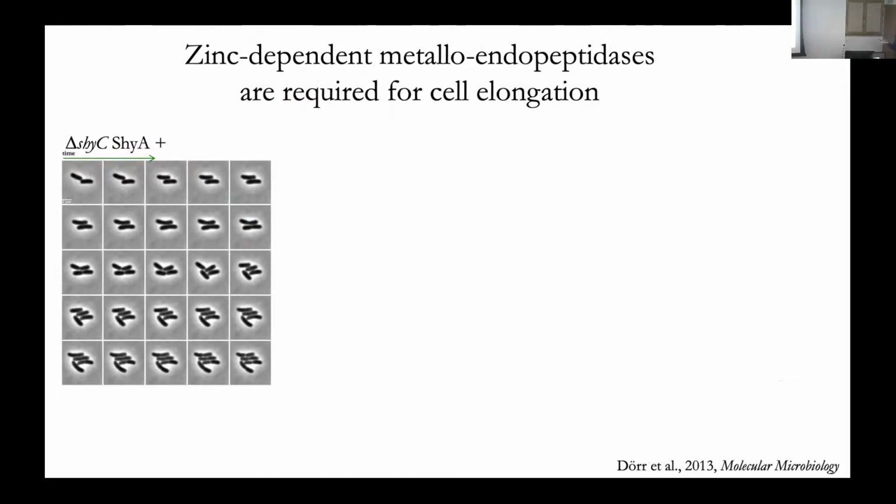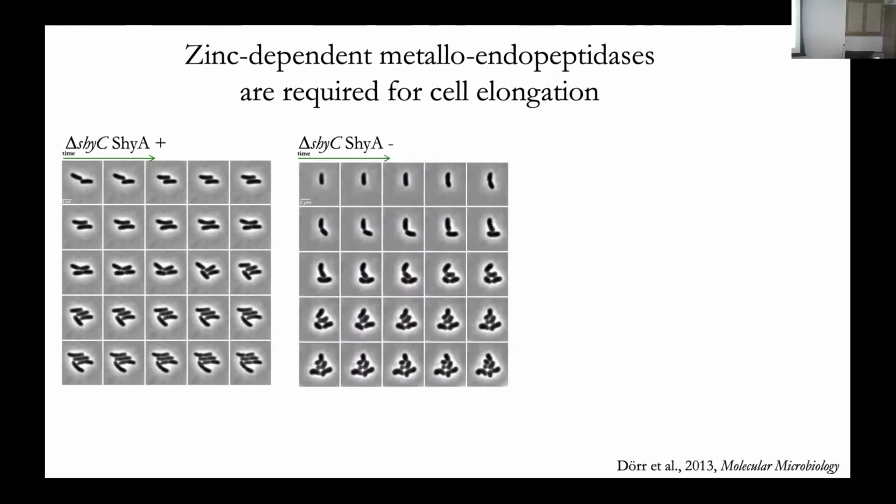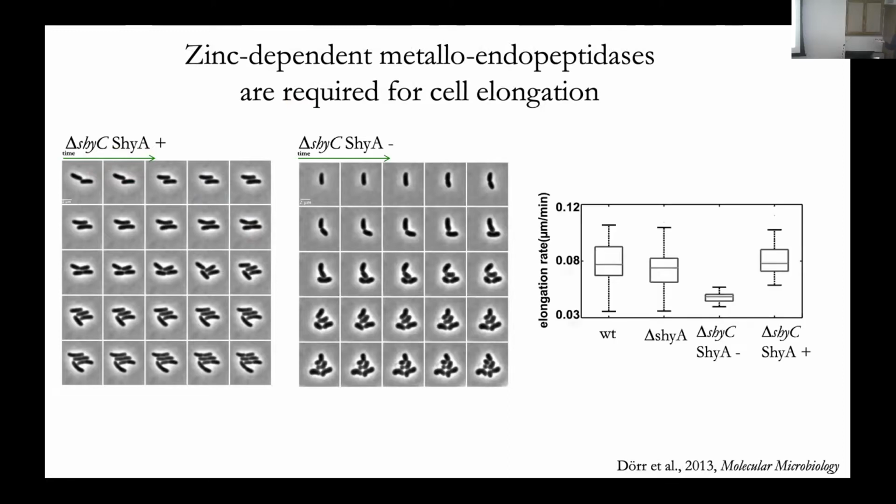And we know this because we can knock them out. There are two that matter. They're synthetically lethal with each other, so we can knock one out, keep the other under control of an inducible promoter. As long as it's expressed, you can see here in time lapse, the cells elongate, divide, and do what they're supposed to. If we deplete this endopeptidase, so now it's effectively an endopeptidase minus mutant, you don't get elongation anymore at some point. You can see that division actually proceeds, and you end up with these short stubby cells. We can quantify that, so elongation rate goes sharply down as we deplete ShyA, and all you need to do is express ShyA back in, and we get wild-type elongation rates. So the endopeptidases are important for elongation.